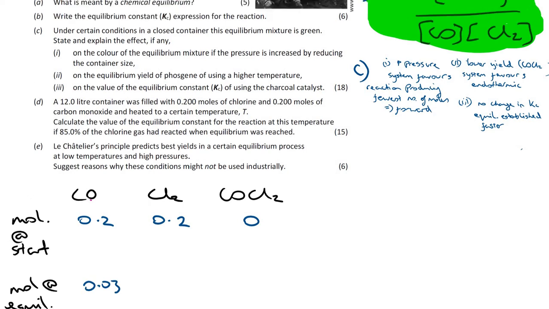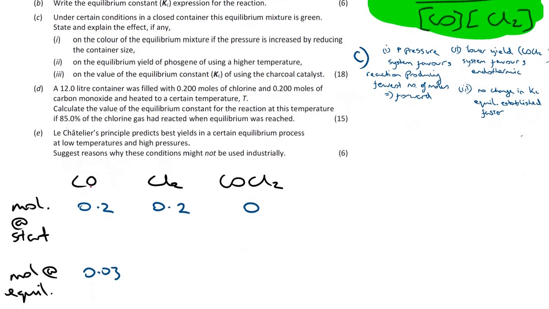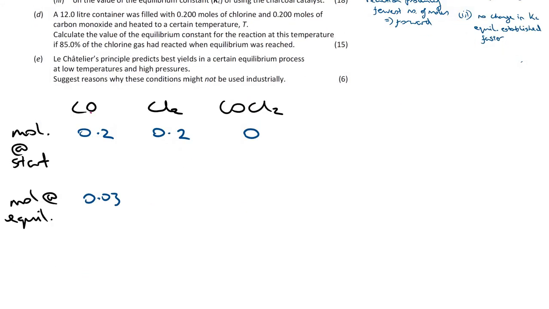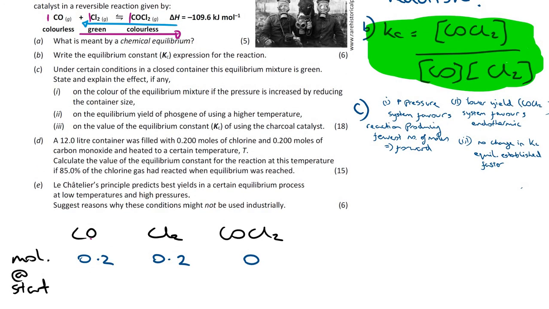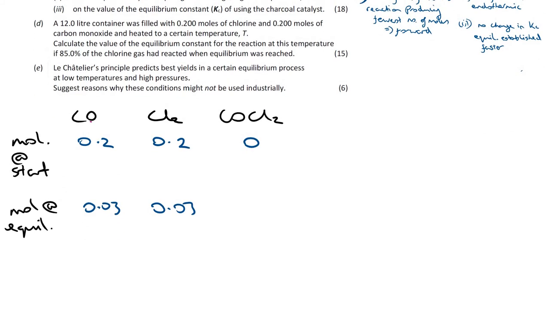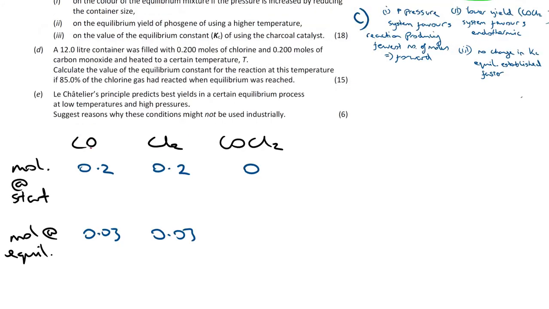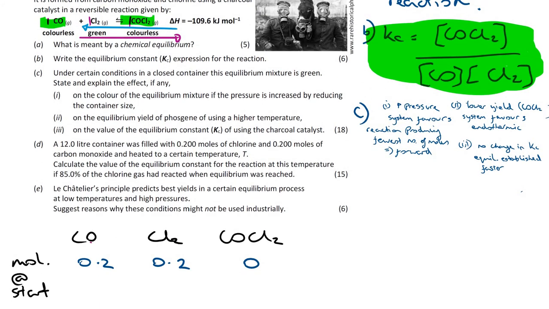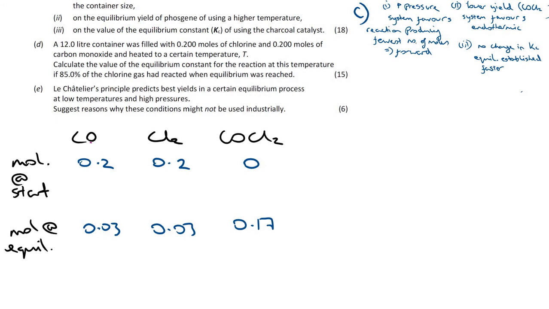Now, because it's a 1-to-1 reaction, if I have 0.03 moles of carbon monoxide there, I have 0.03 moles of chlorine there, because it's the same number of moles. Now, how many moles will I have of phosgene? Well, if I used 1 mole of carbon monoxide, I would form 1 mole of phosgene. I don't use 1 mole of carbon monoxide. I use 0.2 minus 0.03, which is 0.17. So the moles of phosgene must be 0.17. So I now have the number of moles of each of them.